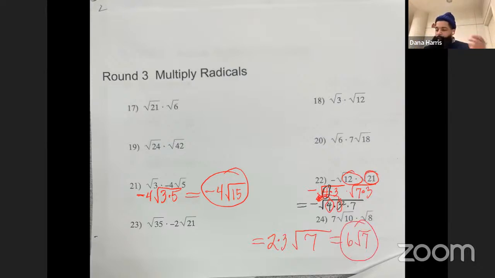Now, I know this may look kind of crazy because it seems like, wait, how did you switch up? Okay, and I got to keep this negative. So I got this negative out here. So that definitely is negative 6 times square root of 7.